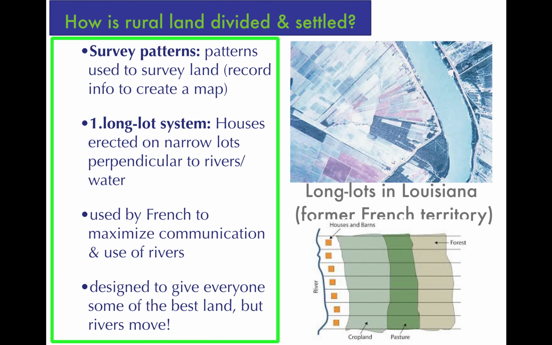And on the long lot system, take a look at the graphic below. Houses are erected on narrow lots perpendicular to rivers and water. Now, this makes perfect sense if you consider that this survey pattern was created at a time when there were not cars and there was not rail.